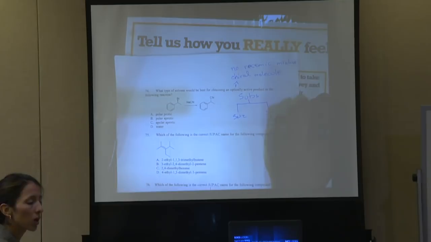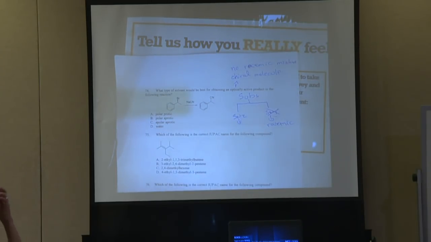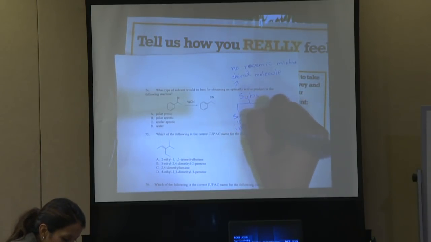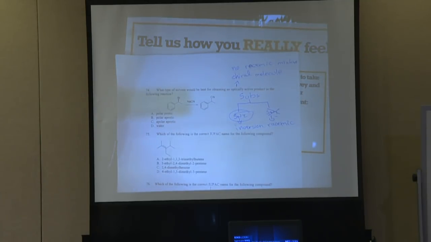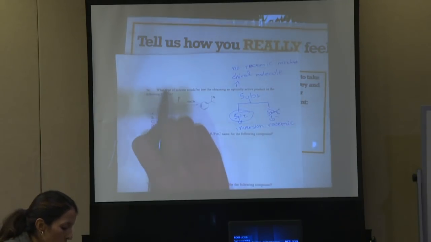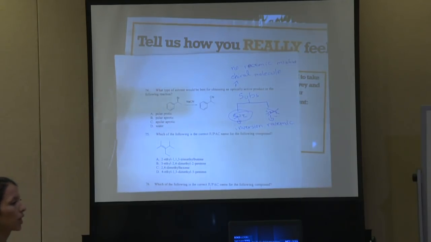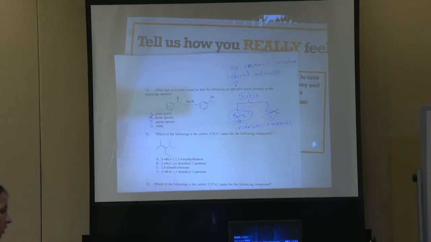So can it be an SN1? What do I get in SN2? Inversion? Awesome. So I know that I need to do some kind of SN2 reaction. Okay, so now it says what type of solvent would be best. So what type of solvent favors an SN2 reaction? Aprotic. So B? Right? Everybody good with this one? Okay, cool.